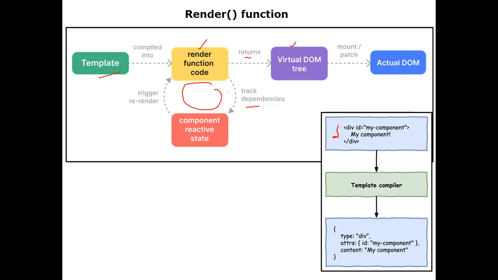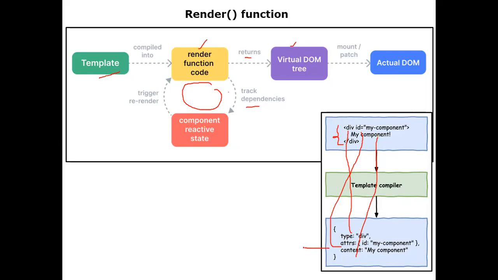See here for a better understanding. This is an HTML tag: div, ID, my component, end of the div. Now the template compiler will work out what the type of the element is. It will be div. The attributes available are ID. And the content is whatever is in between the opening tag and closing tag; that will be in the content field.